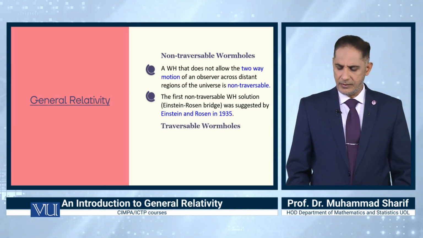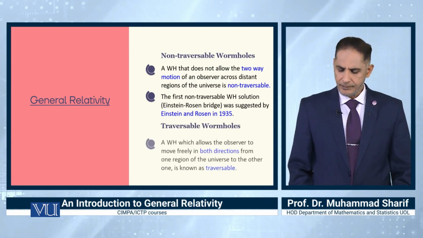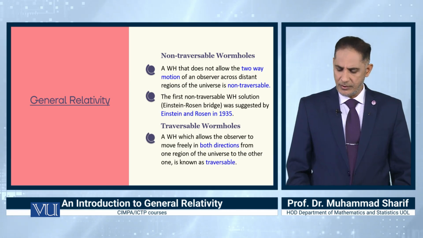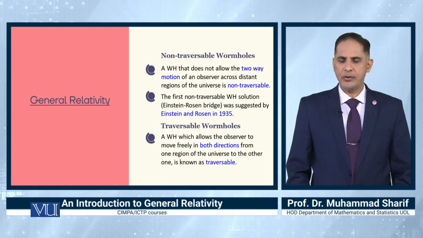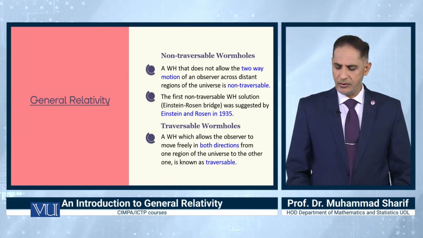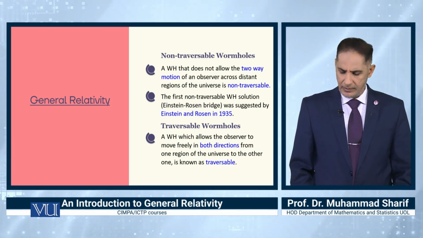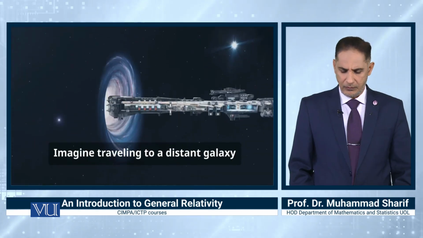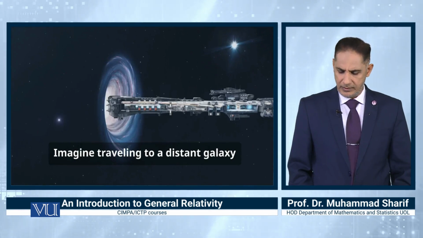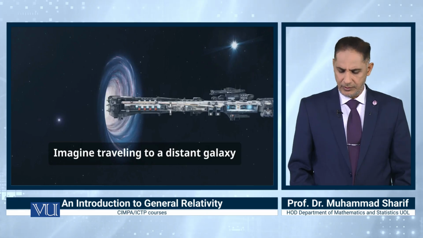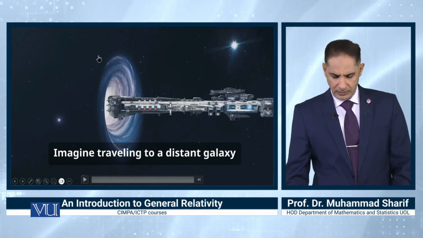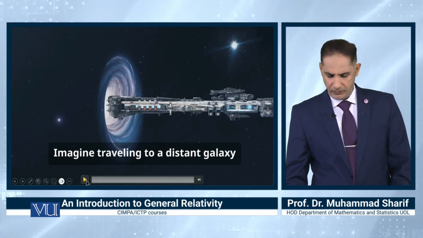Then there are traversable wormholes, a wormhole which allows the observer to move freely in both directions from one region of the universe to the other. This is known as a traversable wormhole. And finally, this video will provide the details about wormholes, both traversable as well as non-traversable. So, I have this video clip which is about 5 minutes, I think.